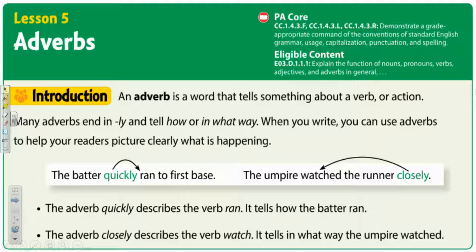Hi, third grade. Today in grammar, we are going to review the part of speech known as adverbs. Remember, it says in the introduction here that an adverb is a word that tells something about a verb or an action. Many adverbs end in ly, that's a suffix, and tell how or in what way. When you write, you can use adverbs to help your readers picture clearly what is happening.